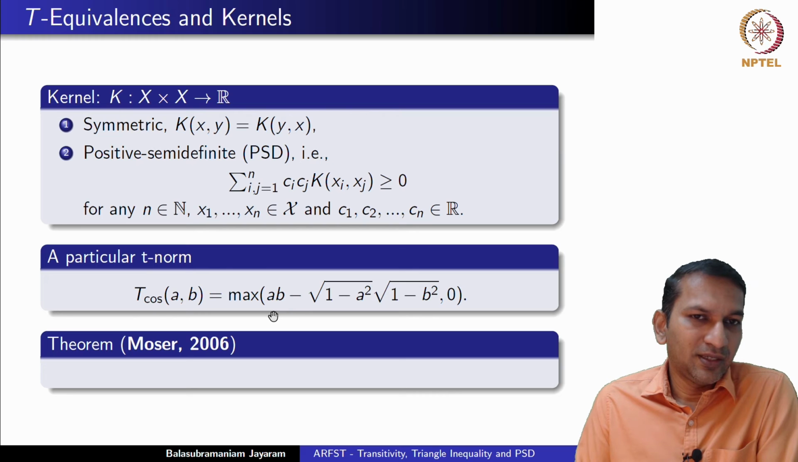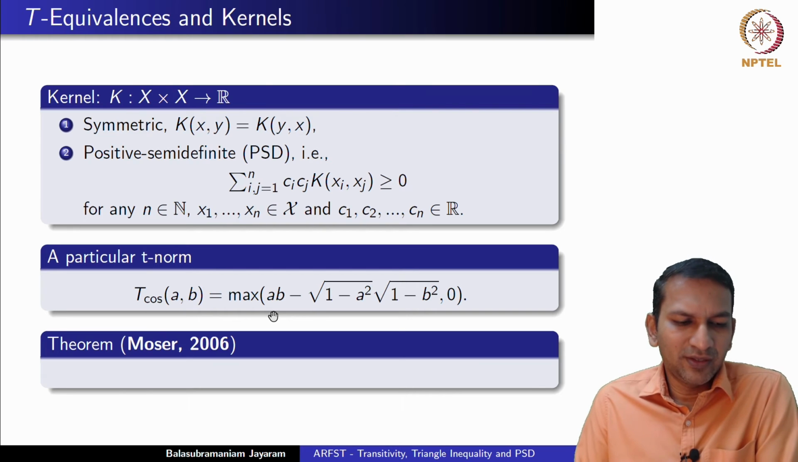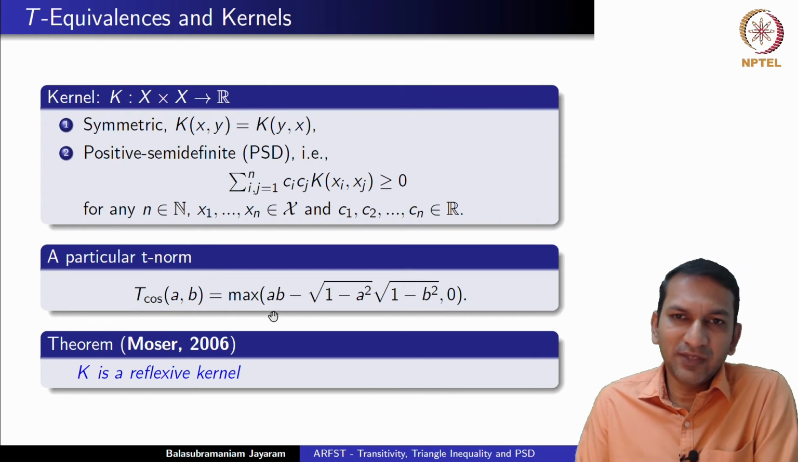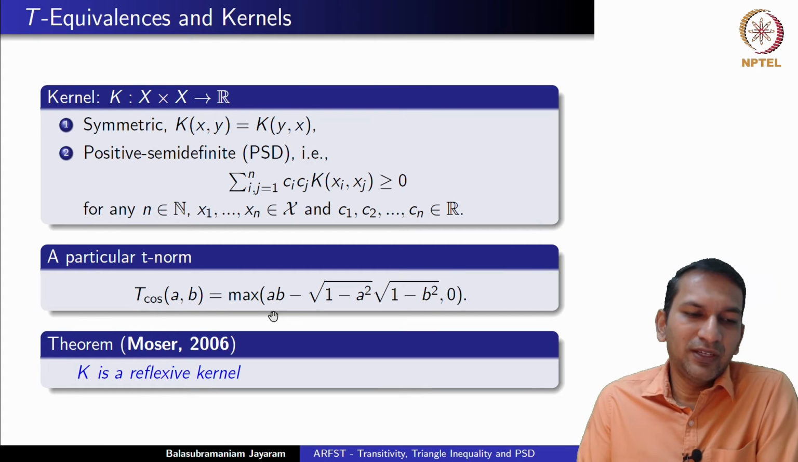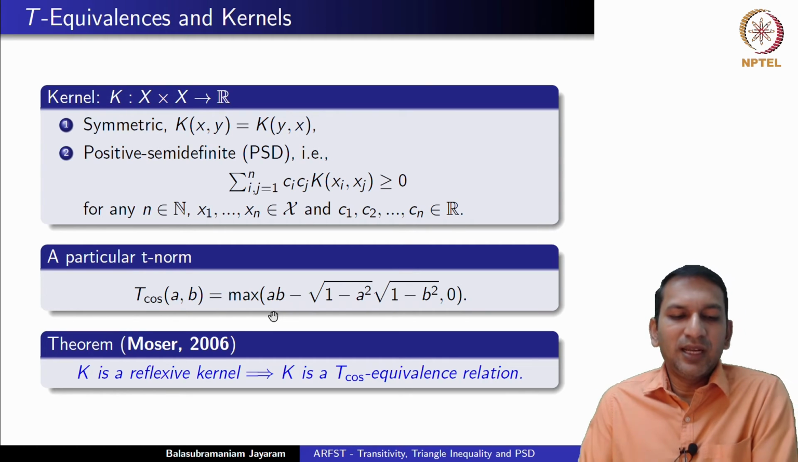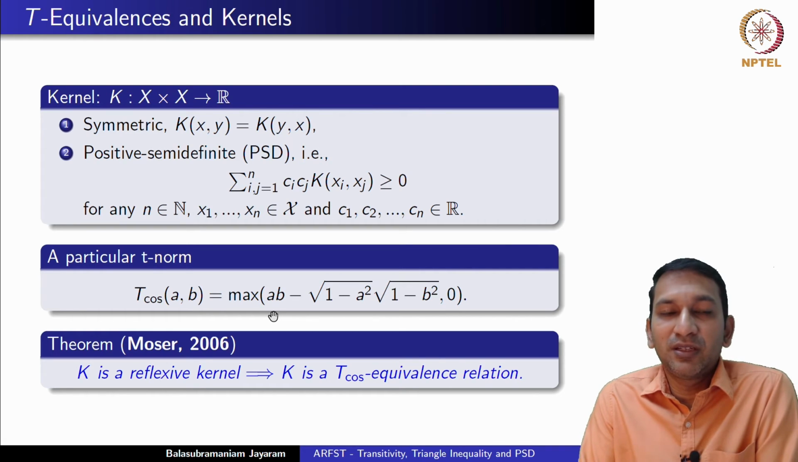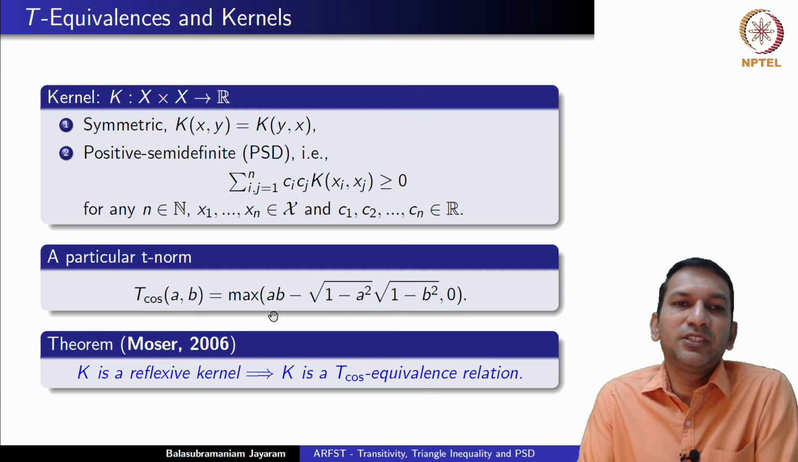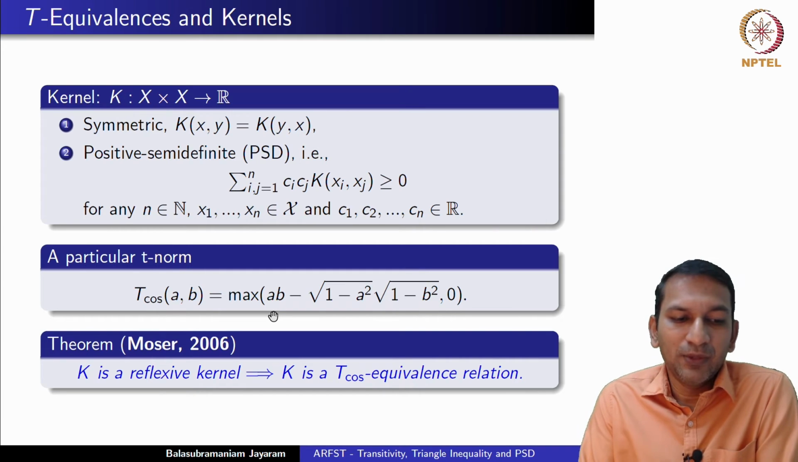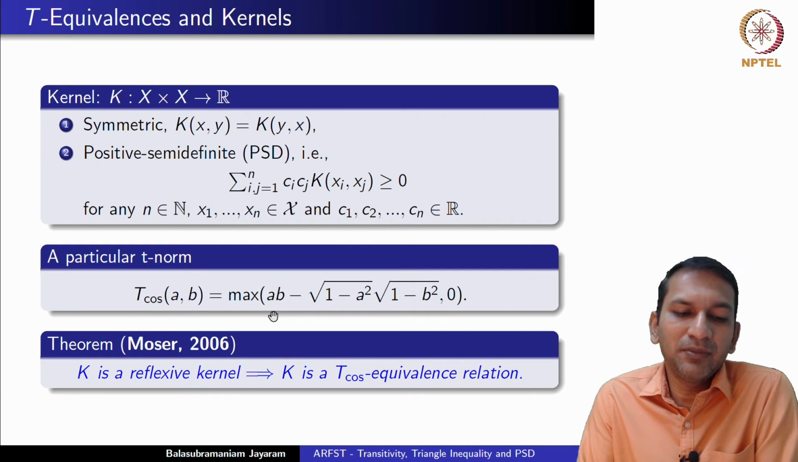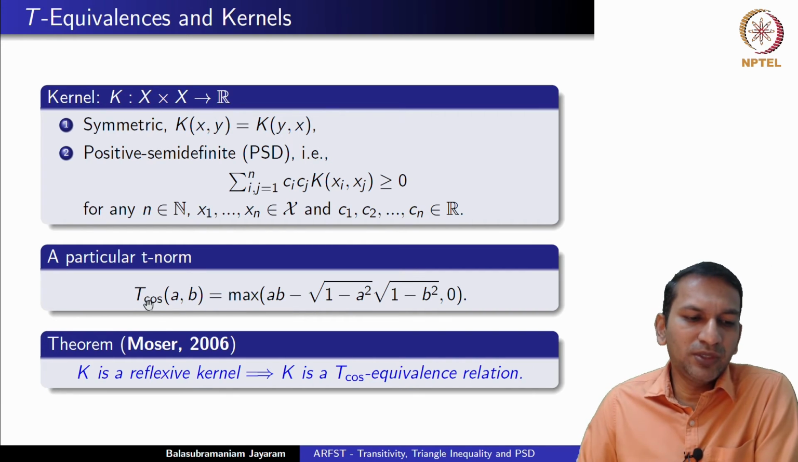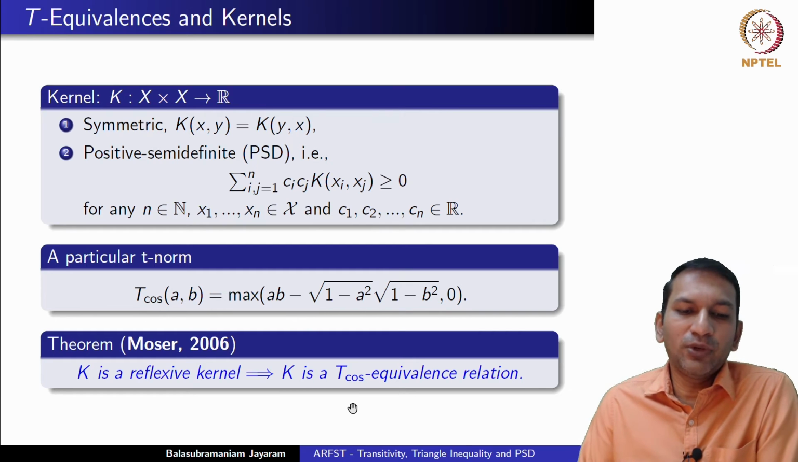In 2006, Bernard Moser proved the following result. He showed that if you have a reflexive kernel, that means a kernel, by kernel we understand it to be symmetric and positive semidefinite, if it is also reflexive, just like the Gaussian or the exponential kernel, in fact we have seen that Gaussian and exponential kernels can be seen as fuzzy compatibility relations with positive semidefiniteness. He was able to show such reflexive kernels in fact satisfy T-cos transitivity and they become a T-cos equivalence relation. That means with respect to this T-NOC, T-cos, they actually become a T-cos equivalence relation.